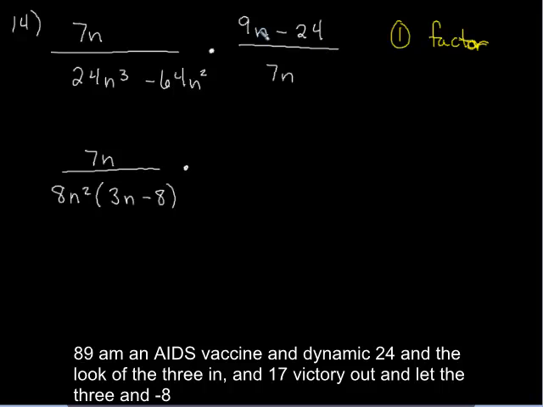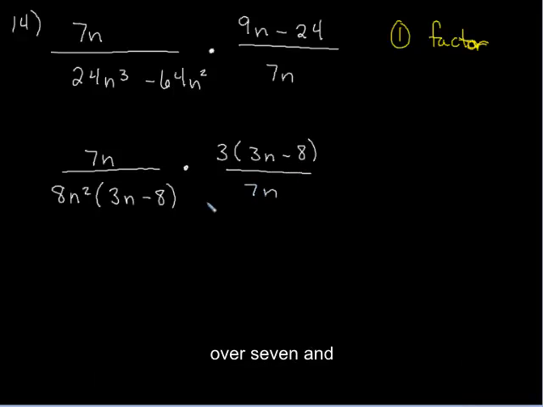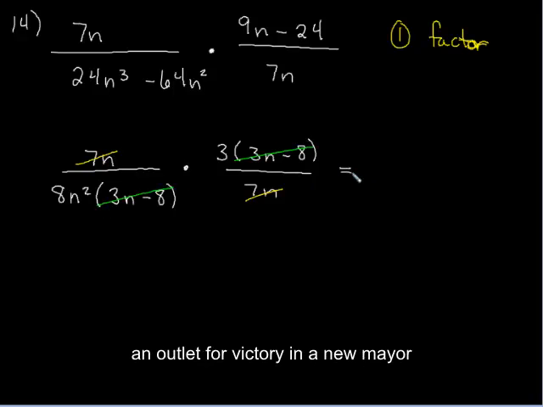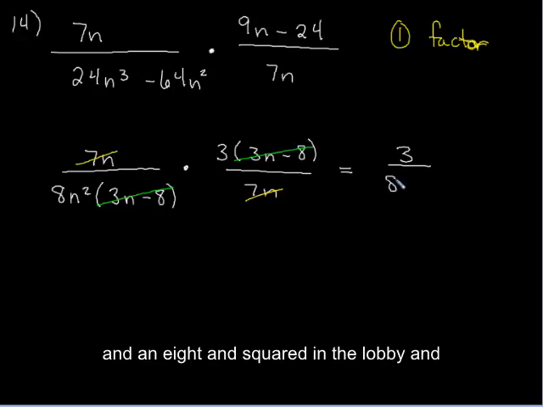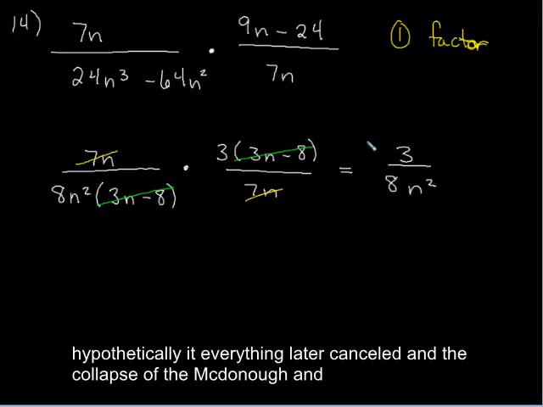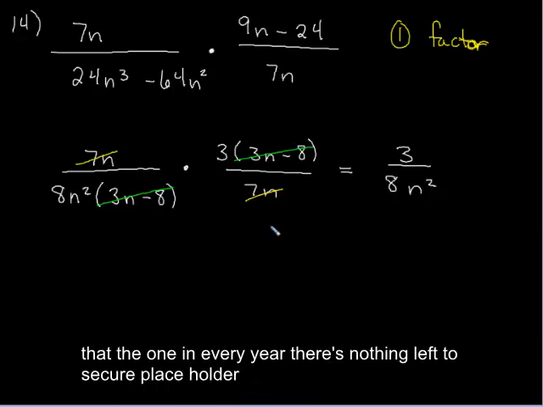Now I'm going to come to my next fraction. I have a 9n and a 24, and those have a 3 in common. So I'm going to take the 3 out, and I'm going to be left with 3n minus 8 over 7n. My 7n's will cancel, and my 3n minus 8's will cancel. And I'm left with a 3 in the numerator and an 8n squared in the denominator. Now, if, hypothetically, everything in the numerator canceled, and you still had something left in the denominator, you always put a 1 in the numerator if there's nothing left. It's just a placeholder.